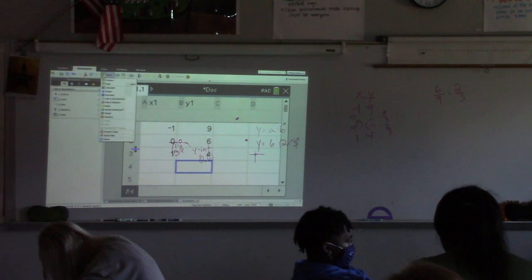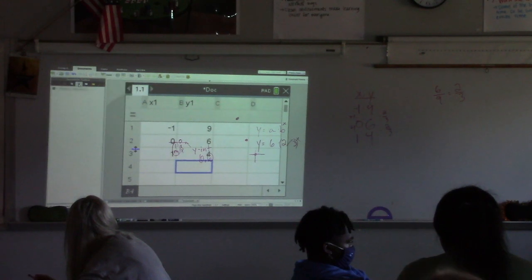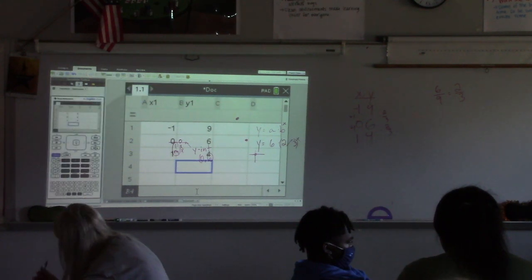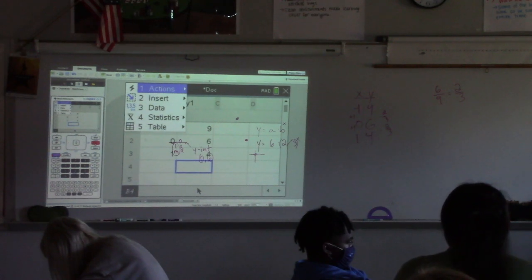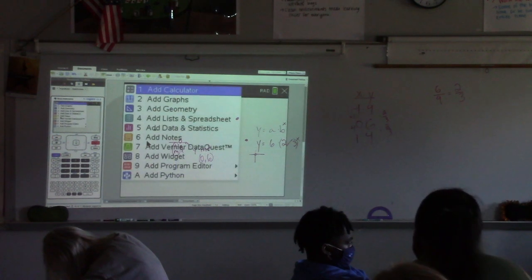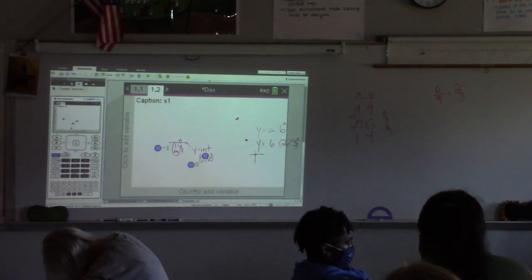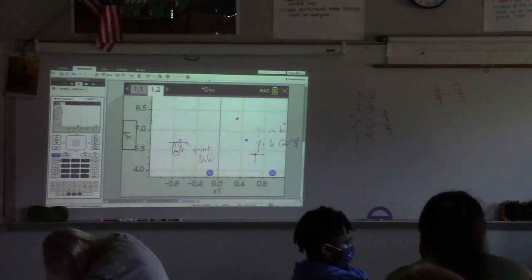What kind of page am I going to add? I already have list in spreadsheets. So data and statistics, right? So data and statistics. And what's going to go on the x-axis? x1. Y-axis? y1. And now what can I do to figure out what the equation is?